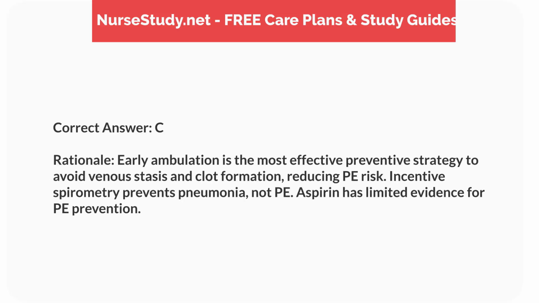Correct answer, C. Rationale: early ambulation is the most effective preventive strategy to avoid venous stasis and clot formation, reducing PE risk. Incentive spirometry prevents pneumonia, not PE. Aspirin has limited evidence for PE prevention.